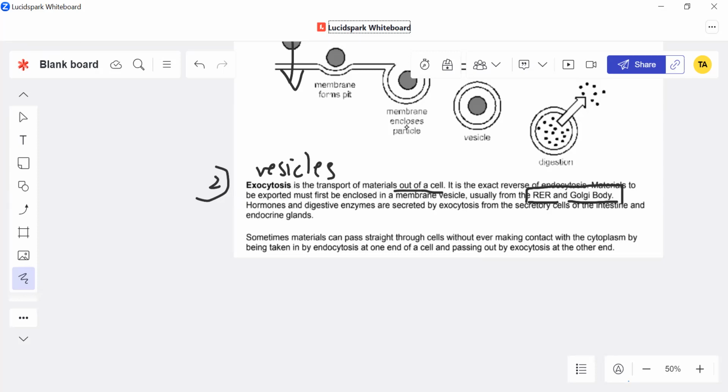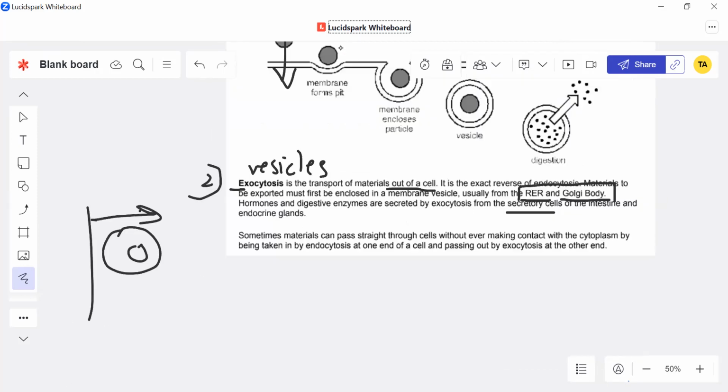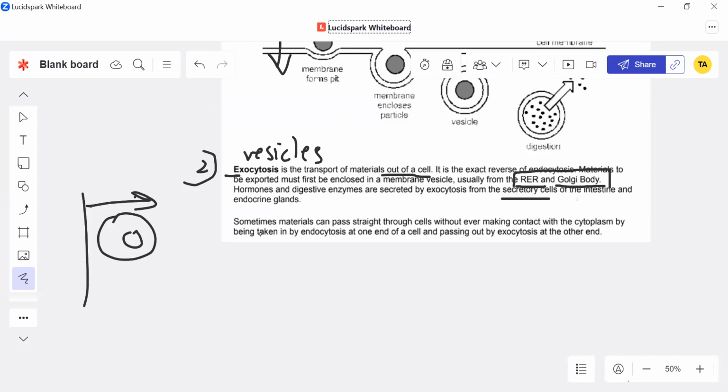So exocytosis is when you secrete hormones out of the cell. If you want to secrete hormones out of the cell or an organ, you would put the hormone in vesicles and secrete it out of the cell membrane through exocytosis. In summary, exocytosis is movement of material or vesicles out of the cell. Endocytosis is movement of vesicles into the cell. And exocytosis happens in the rough endoplasmic reticulum and the Golgi body.